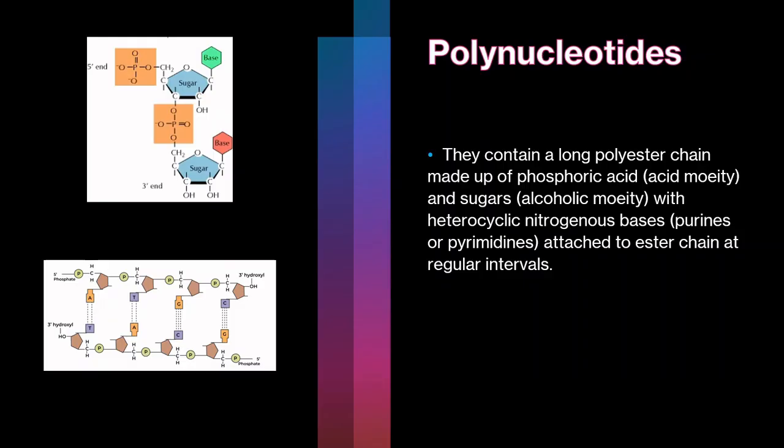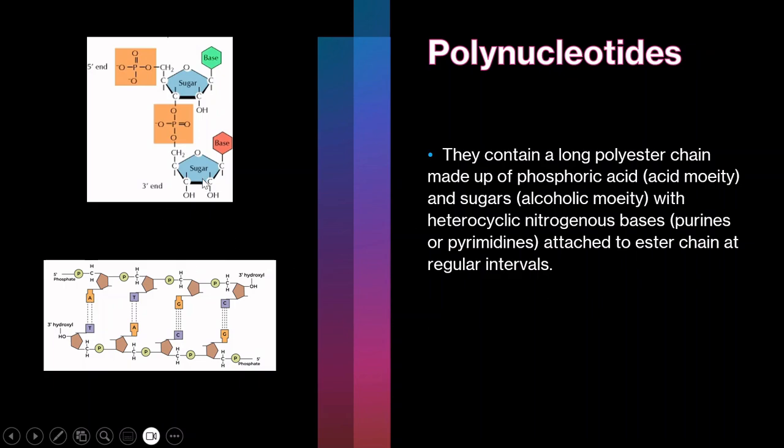Now, let us go deeper into the basic structure of polynucleotides. Polynucleotides are long polyester chains made up of, as we said, phosphoric acid as the acid moiety, sugar containing the alcohol moiety, and the nitrogenous heterocyclic bases, which are the purines or pyrimidines, attached to the ester chain at regular intervals.